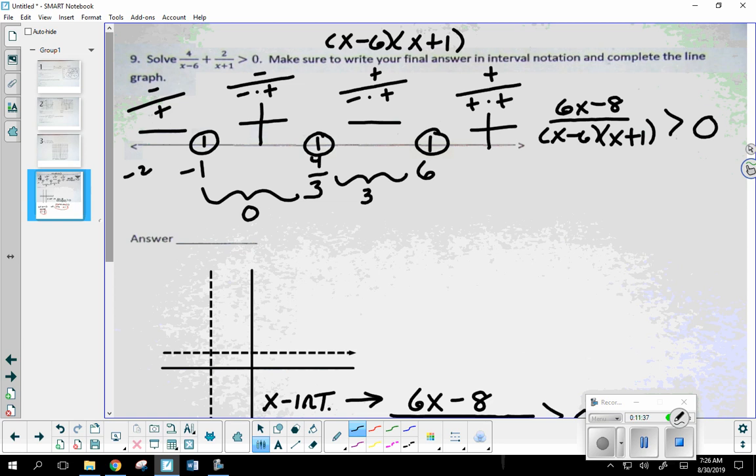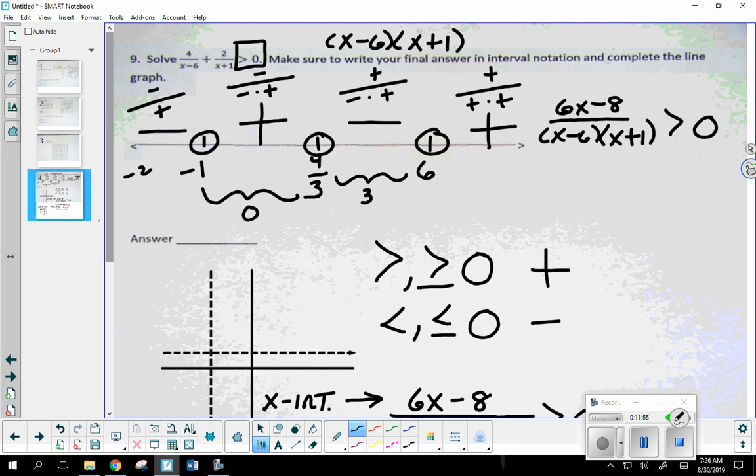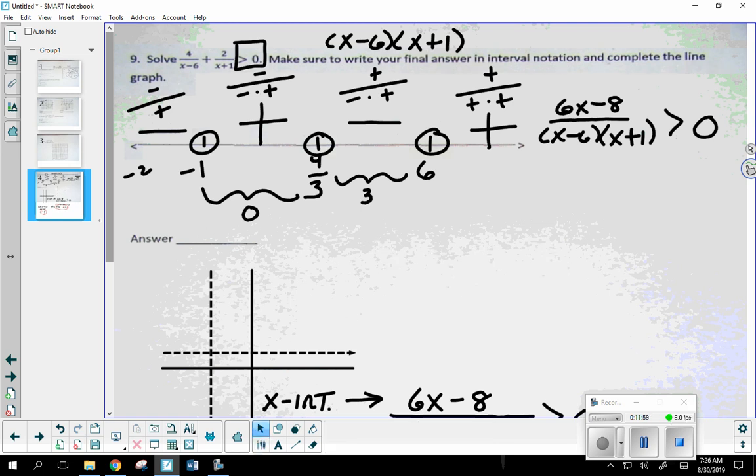Well, it depends. That's why we always compare it to 0. If you're greater than or equal to 0, your solutions will be all the positive intervals. If it's less than or equal to 0, then it's going to be all the negative intervals. Because this problem is greater than 0, I want all the positive intervals. So I know values of x that would make this true are going to be here and here.